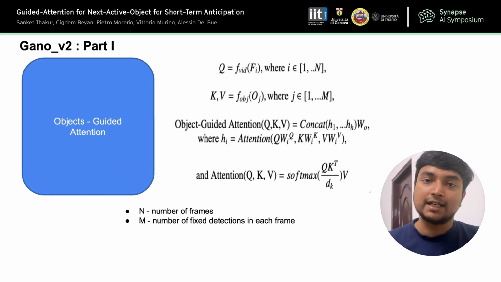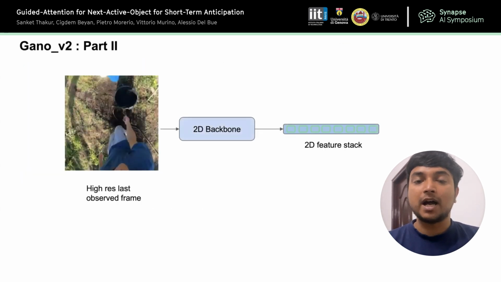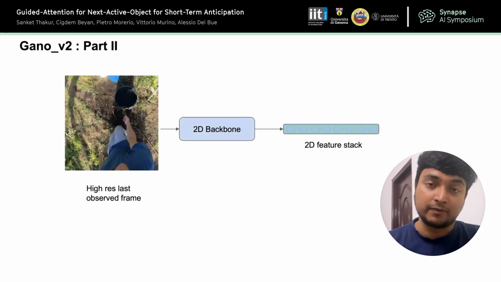We use the multi-head guided attention module to extract the attended patch features from the object guided attention based module we have. So this comprises part 1 of our model. In part 2, we use a high resolution last observed frame. Why do we use that? Because we need to regress the location of the next active object in the last observed frame, which is the reason we use a high resolution last observed frame.